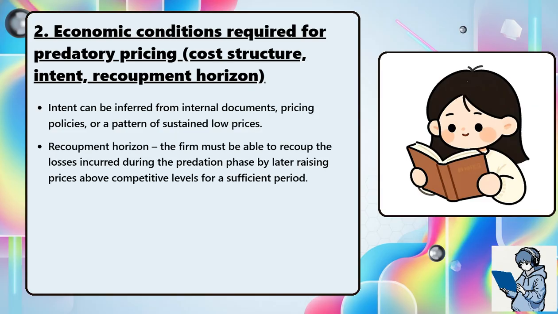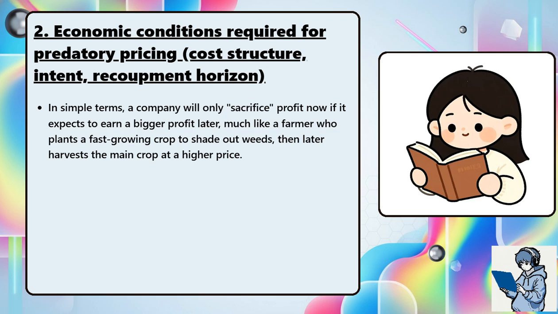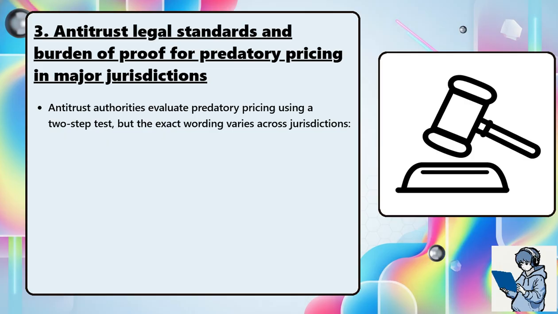Recoupment horizon: the firm must be able to recoup the losses incurred during the predation phase by later raising prices above competitive levels for a sufficient period. The expected discounted profit after recoupment must outweigh the accumulated losses, otherwise the strategy is not rational. In simple terms, a company will only sacrifice profit now if it expects to earn a bigger profit later, much like a farmer who plants a fast-growing crop to shade out weeds, then later harvests the main crop at a higher price. Antitrust authorities evaluate predatory pricing using a two-step test, but the exact wording varies across jurisdictions.